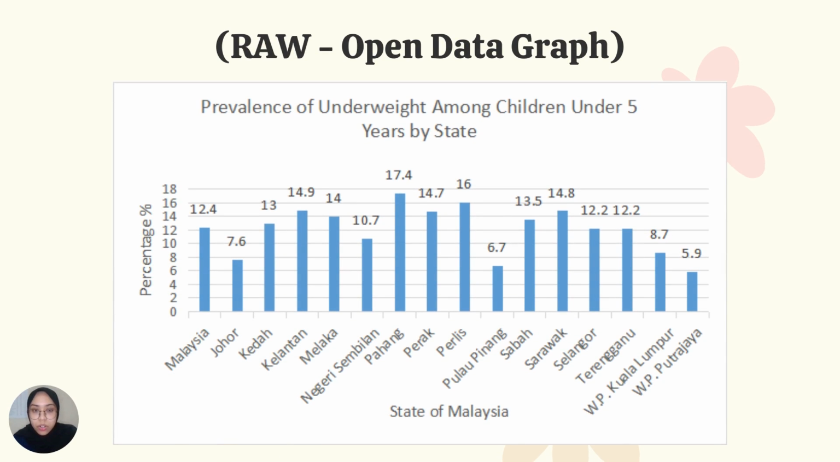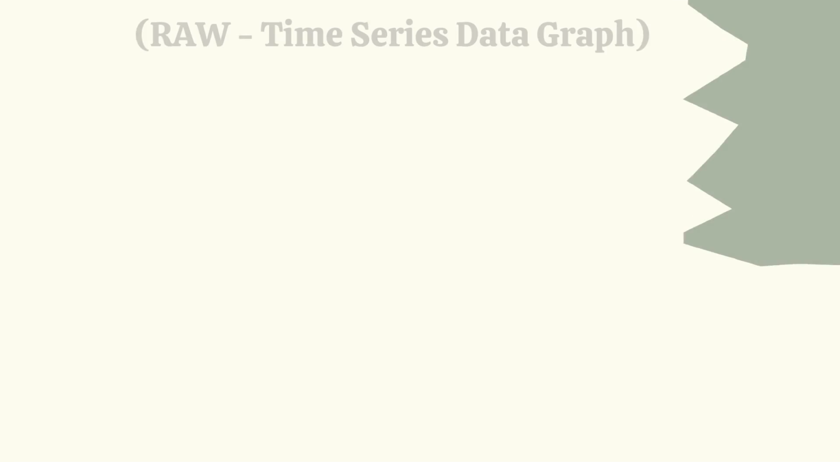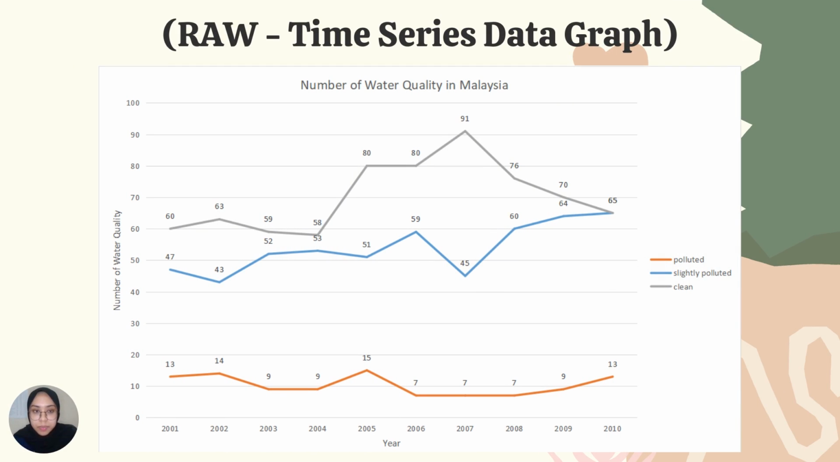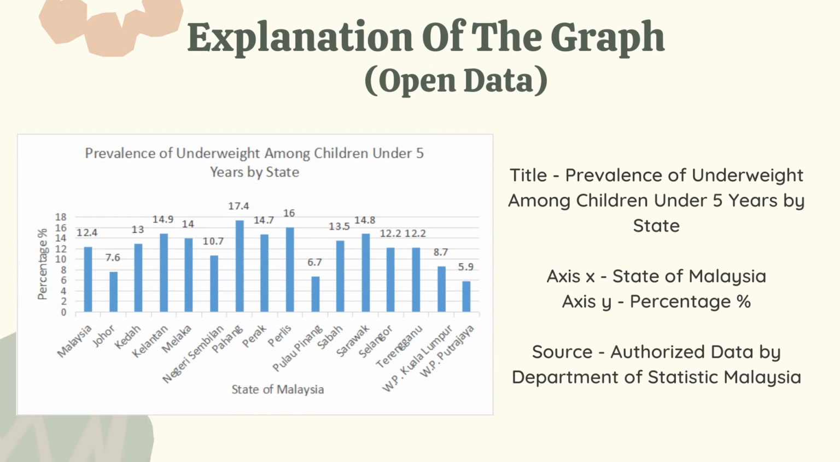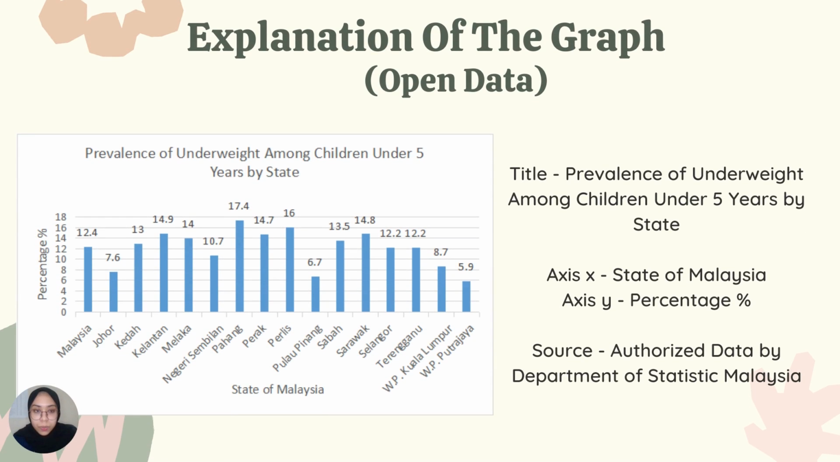Okay, so this is the raw open data graph, and this is my raw time series data graph. So we go to the explanation of the graph. The title is Prevalence of Underweight Among Children Under 5 Years by State. The axis X is State of Malaysia. The axis Y is percentage, and the source is authorized data by Department Statistics Malaysia.